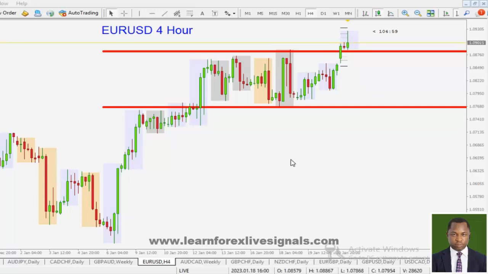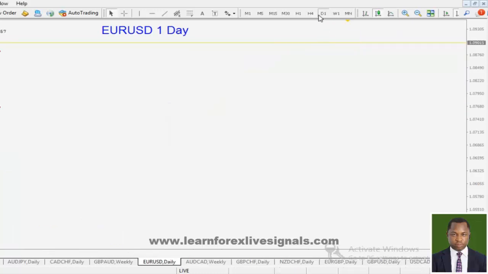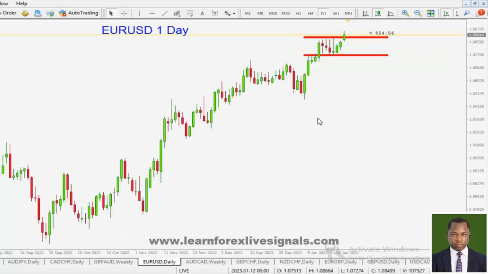There is absolutely nothing to trade here. If you have a strategy that you are able to squeeze some pips out of this type of market behavior, then well, congratulations to you. But for us, we cannot trade in this type of market.